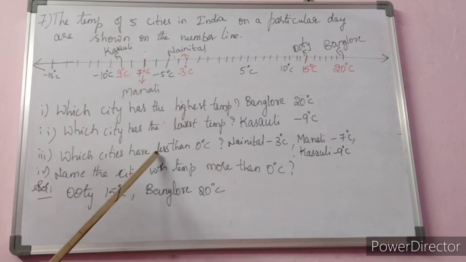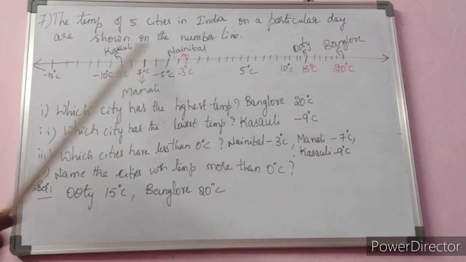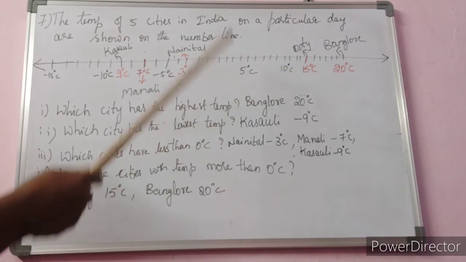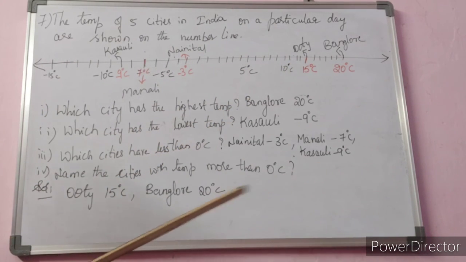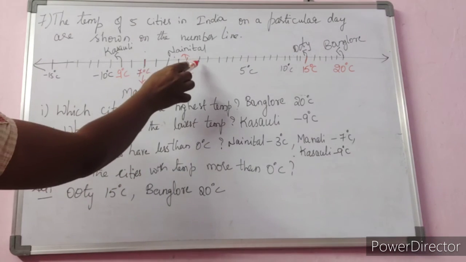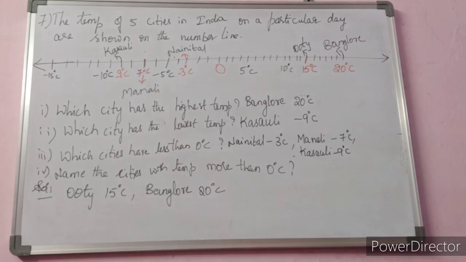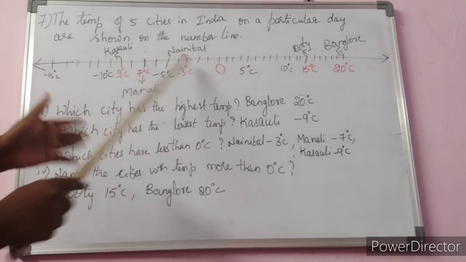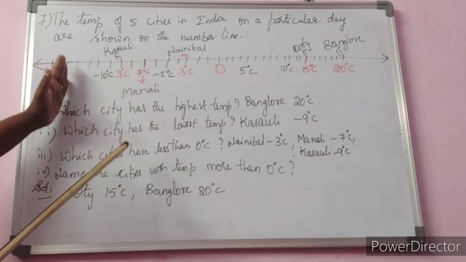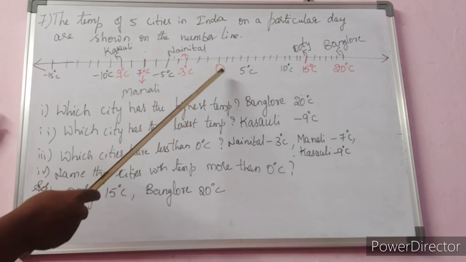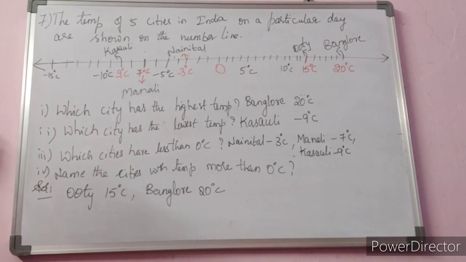Which cities have less than 0 degrees? So from this side is less than 0 and that side is above 0. Here this is -3, -2, -1. Here it is 0. So less than means the left side of 0 are the minus, less than numbers, and the right side of 0 are greater than numbers.